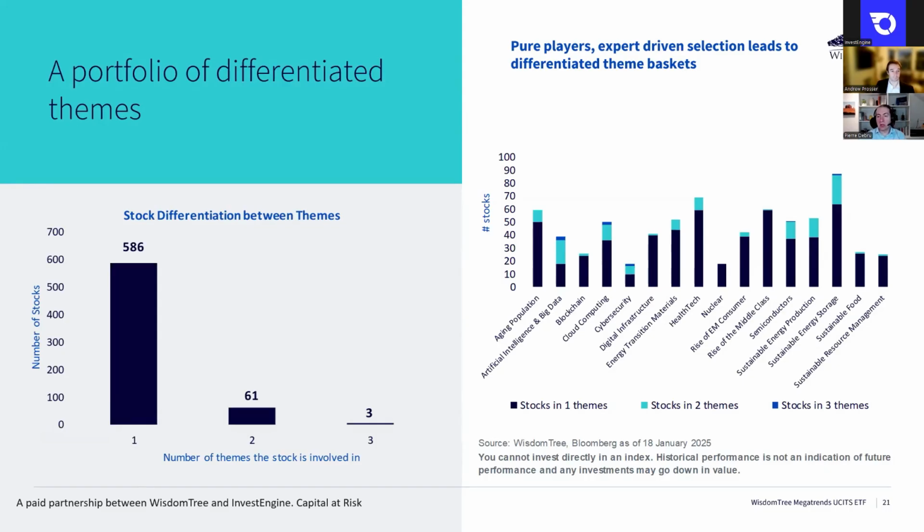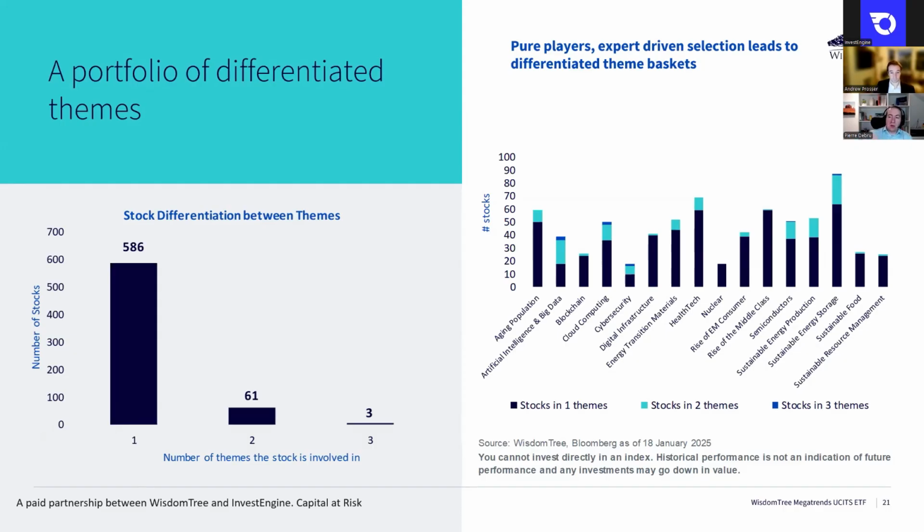So having a very differentiated portfolio for each theme is really important. It allows us to really have pure play stocks, but also it allows the diversification between the themes to fully play. And we don't end up with just the same stock all across the portfolio. So for example, Nvidia is only in 2 themes. It's part of AI, it's part of semiconductors, but that's it, right?